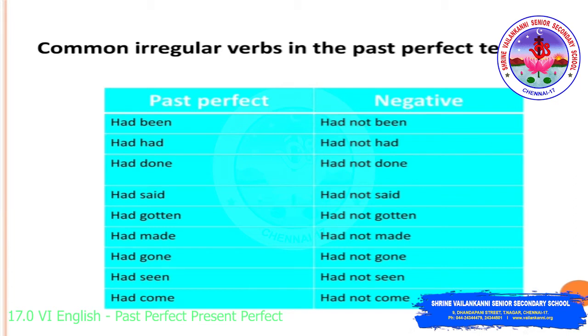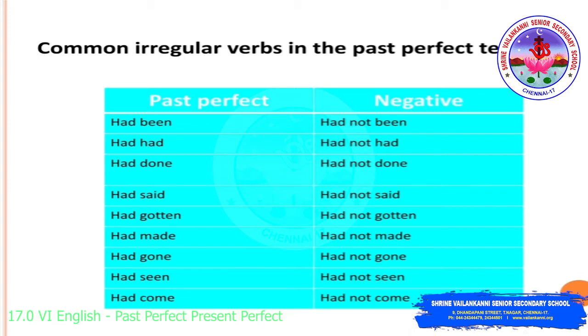Next, to do, had done. In past perfect, it is had done. And in a negative sentence, it is had not done. To say, had said. In negative statement, it is had not said. To get will be changed into had gotten in the past perfect tense. And in a negative statement, it changes into had not gotten.